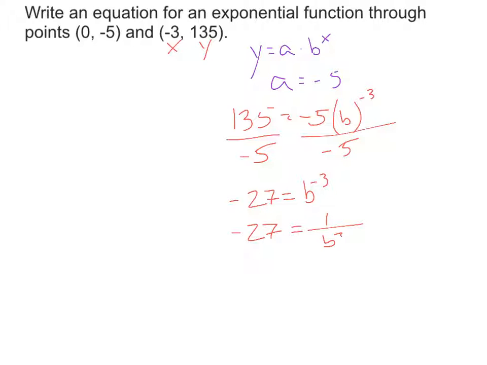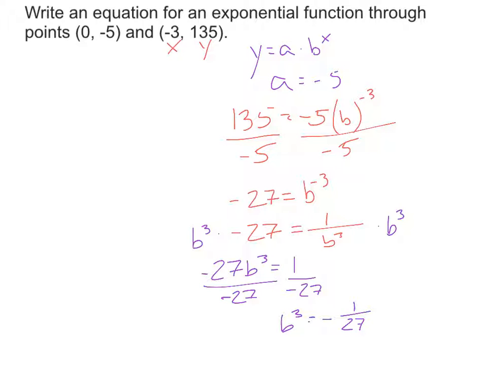So if I wanted to solve this for b, what I'll do is multiply both sides by b cubed. So -27b cubed equals 1. I'll divide both sides by -27 then. So b cubed equals -1/27. And then what I can do to help us out is take the cube root of both sides, and the cube root of b cubed is b.